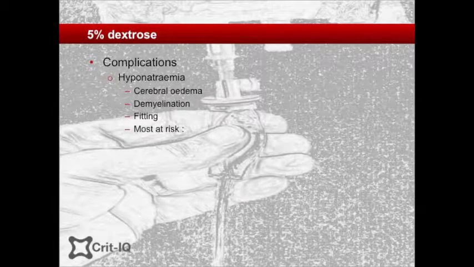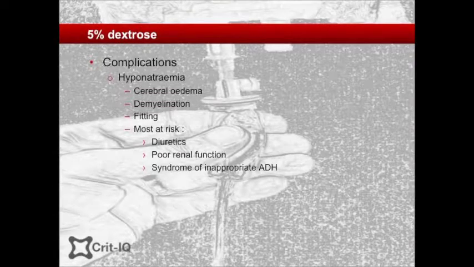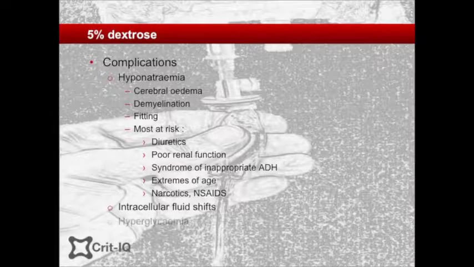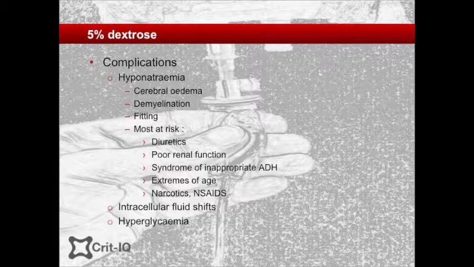Hyponatremia is of greatest concern when the patient's ability to excrete free water is limited, including those on diuretics, with poor renal function, those who have high levels of antidiuretic hormone, for example trauma patients, postoperative patients and those with sepsis, the extremes of age, and certain drugs such as narcotics and non-steroidal anti-inflammatory drugs. Rapid intracellular water shifts can occur, most important being cerebral edema. And hypoglycemia. This is usually not a concern when low concentrations such as 5% are given slowly in patients with normal hepatic function.